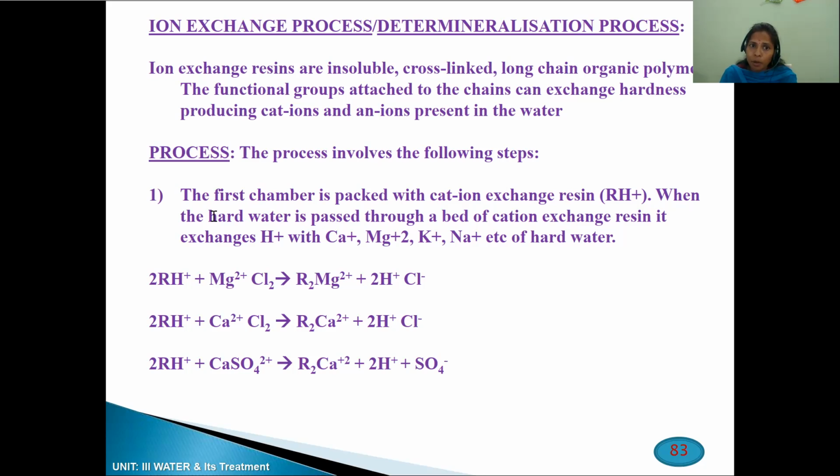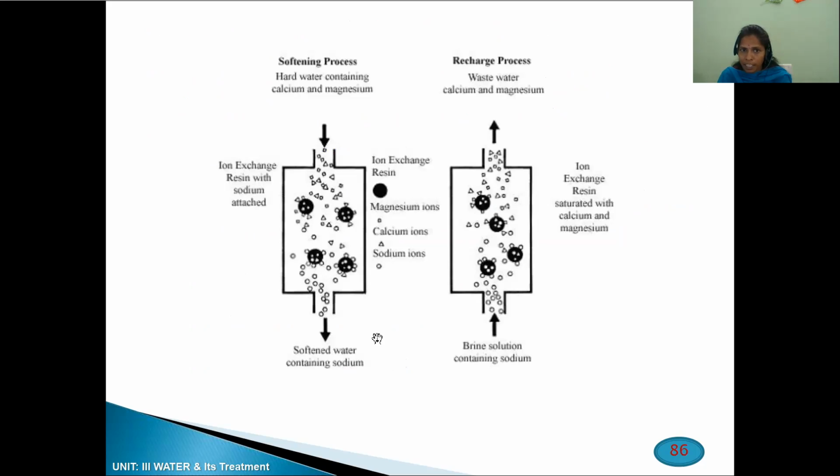So now let us see the process. The process involves two steps. But before the two steps, let us look into the diagram. This is the diagram for the ion exchange process. We have two chambers here: one is the cation exchange chamber and another one is the anion exchange chamber. To understand this, I will share another one. You can understand by using this very easily.